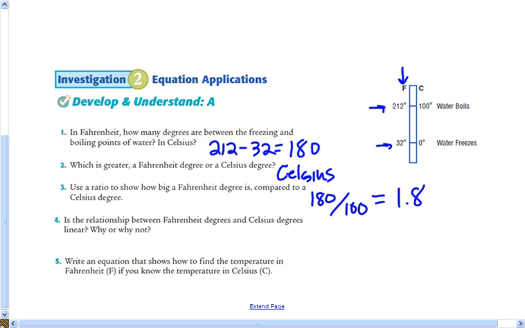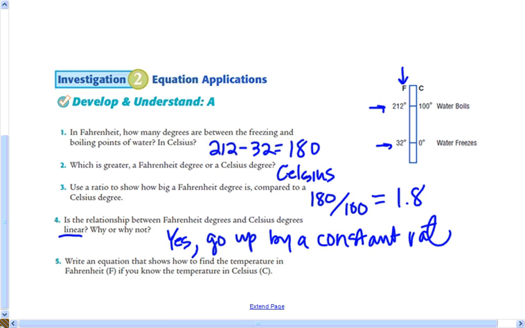And by the way, you can probably decide that this is a linear situation. The reason is that we're changing a certain exact number of degrees Fahrenheit for every degree Celsius. So basically we're going up by the same amount. We're going up by a constant rate.